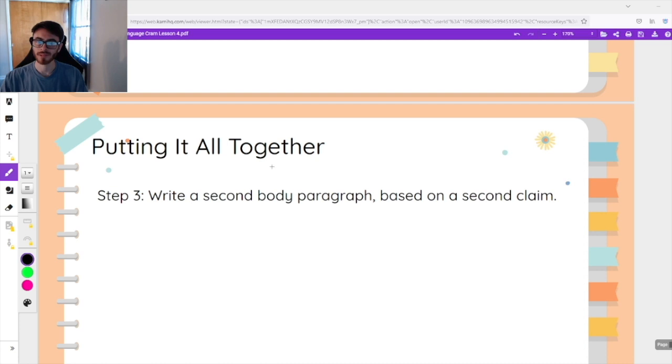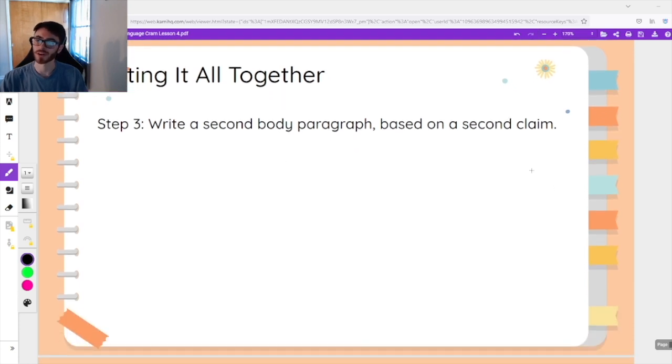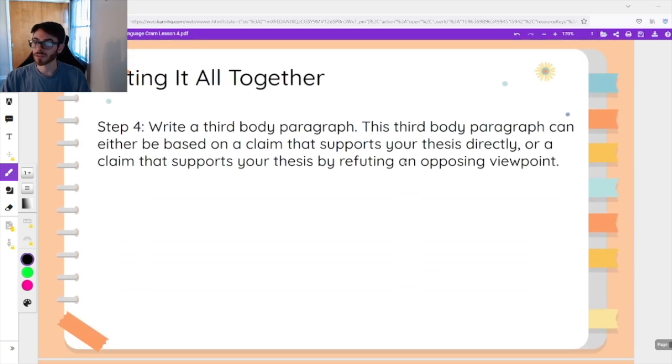So, step 3, write a second body paragraph based on a second claim. And again, make sure you use at least one source for your evidence. All right, step 4, write a third body paragraph. Now, the third body paragraph can either be another claim that supports your thesis directly, or it can be a claim that supports your thesis by refuting an opposing viewpoint.